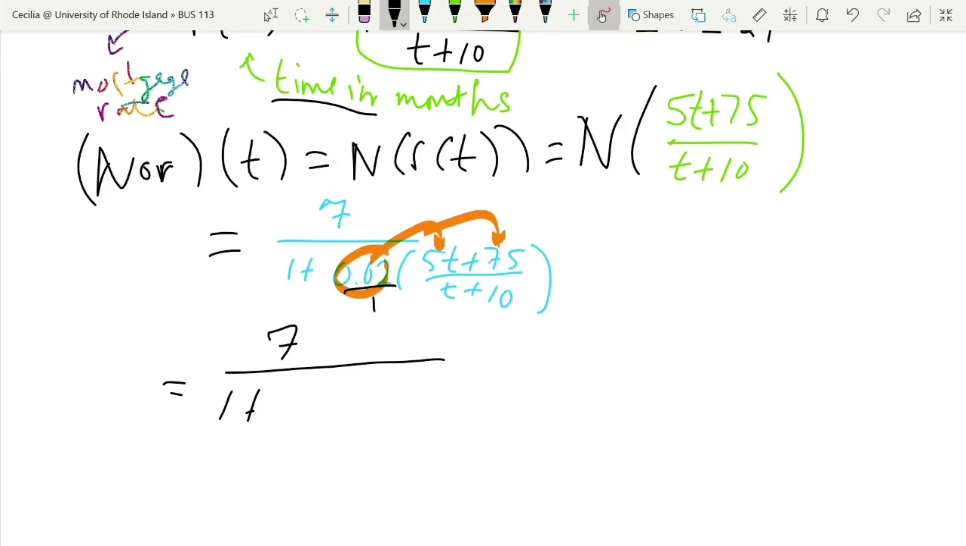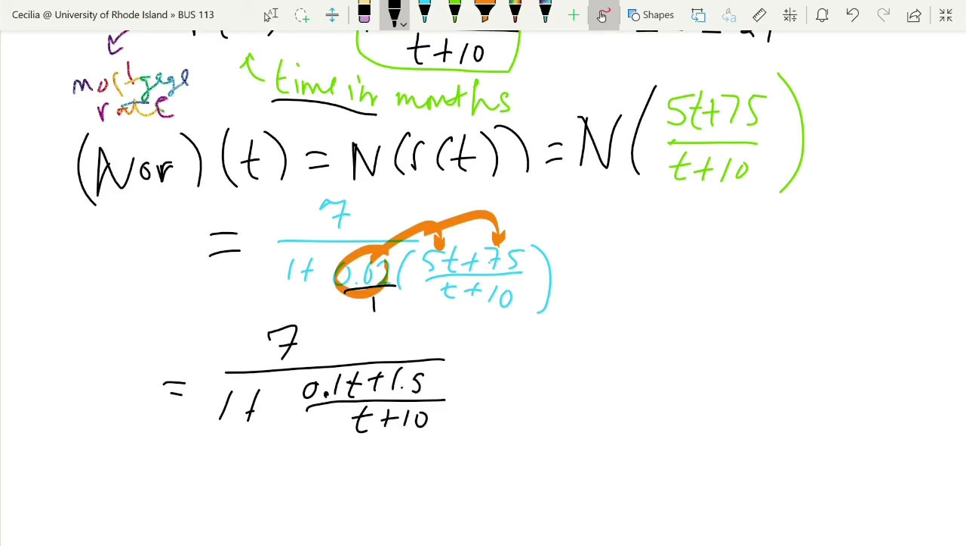So 0.02 times 5 is going to be 0.1, right? 2 times 5 is 10, and there are 2 decimals. You can check that on your calculator if you'd like. So we're going to have 0.1t, and then 0.02 times 75, and I believe that will be 1.5. So plus 1.5. And then the denominator is just t plus 10.